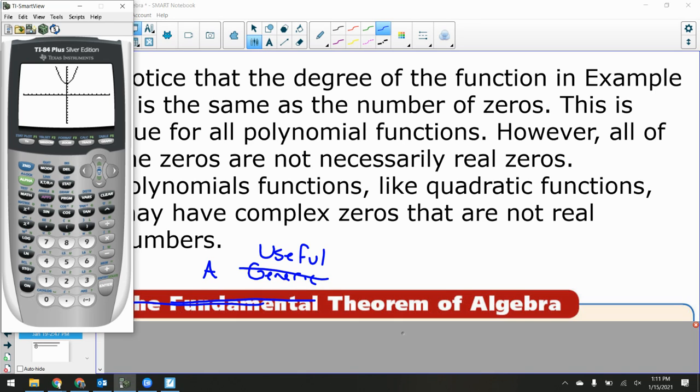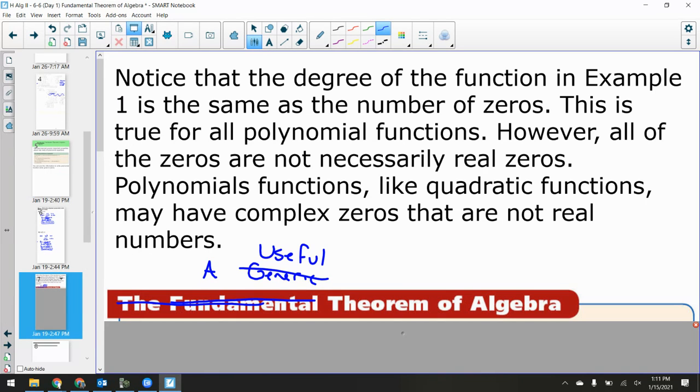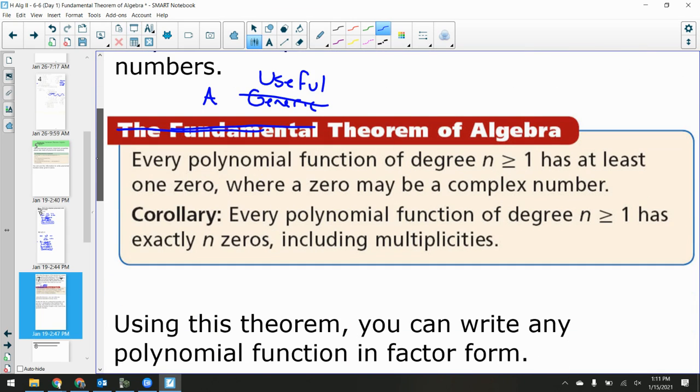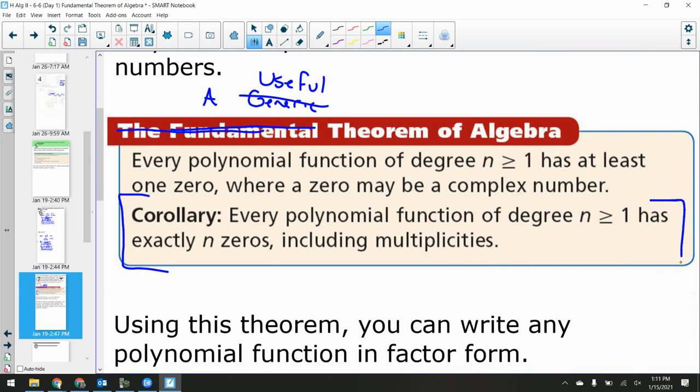They're non-real. So basically the fundamental theorem of algebra says, and the corollary is more important than the actual theorem: every polynomial function of degree greater than or equal to 1 has exactly n zeros, including multiplicities, including complex roots, including irrational roots. Because even though they're non-real, even though they're complex, they are still roots of the equation. Even though they're multiplicities, they are still roots of the equation. Okay? So, let's take a look here.